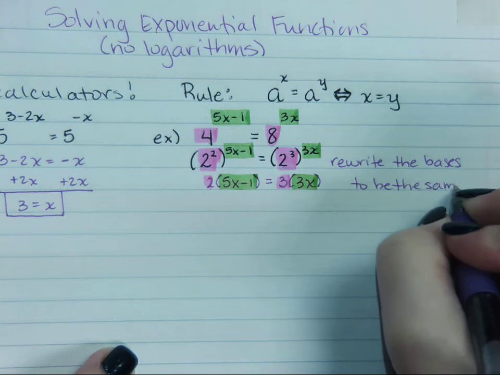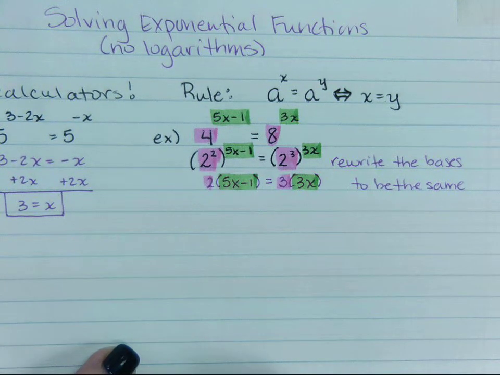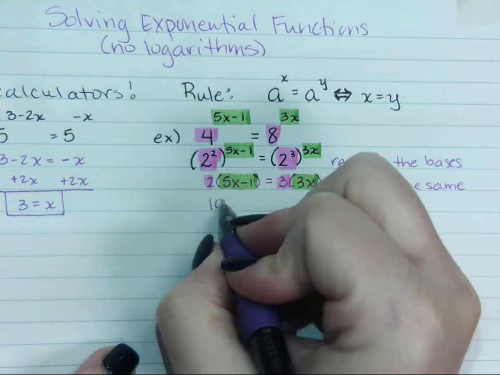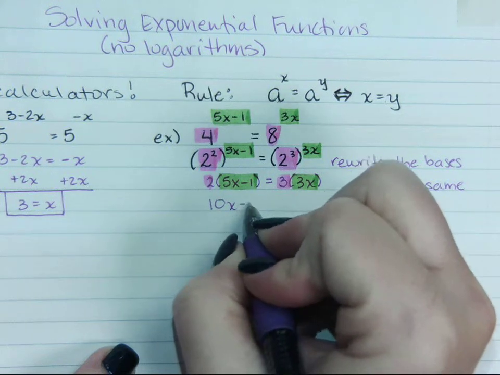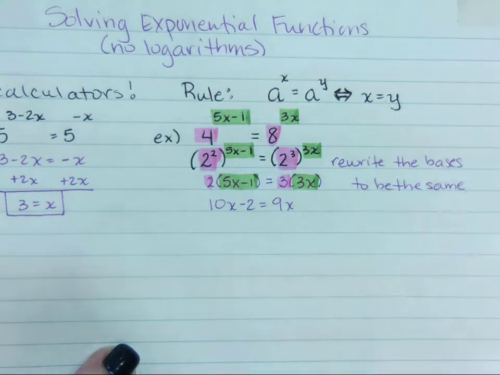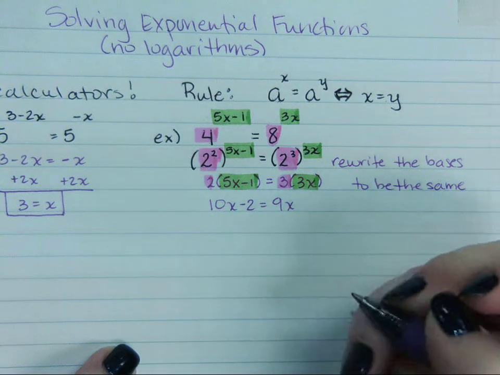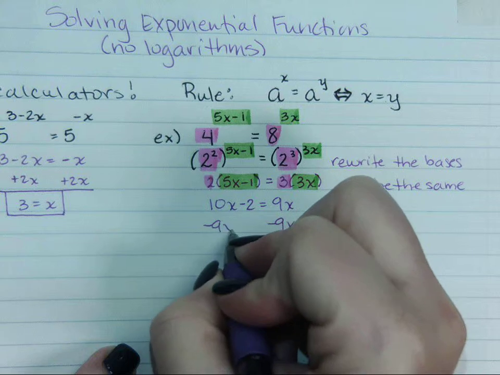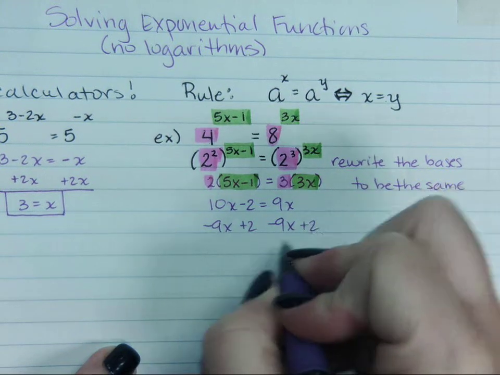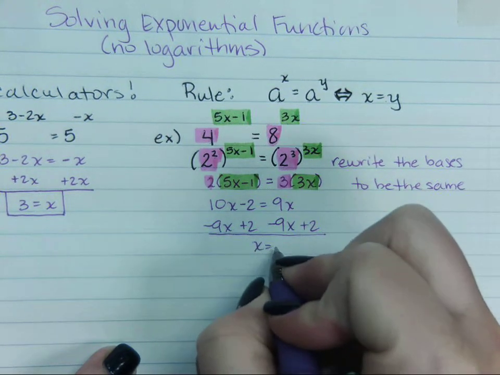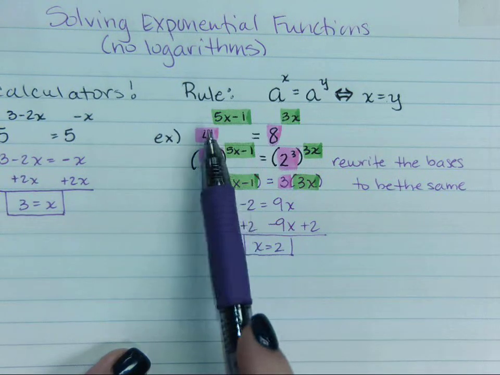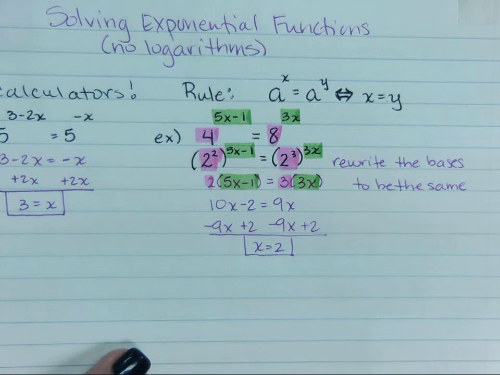All right, that's going to be the first strategy. And then we can set the exponents equal to each other and solve. All right, so now I'm going to need to distribute. So I'm going to get 10x minus 2 equals 9x. All right, and I can solve this in any way that I want. Again, if I bring the 9x to this side, I can bring the 2 to the other side at the same time. And I'm going to get x equals 2. All right. So again, for this original equation to be equal, I'm going to have to write those as like bases.